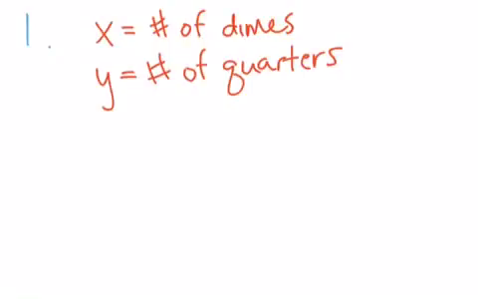Rule of thumb is, if I have two unknowns, I need two equations in order to solve for them. So the first sentence that gives us information says, there are 22 coins in all. That means the sum of the number of dimes and quarters that he has is 22. So I have the two amounts put together is 22 in all. However many dimes I have plus however many quarters I have must give me 22 coins.